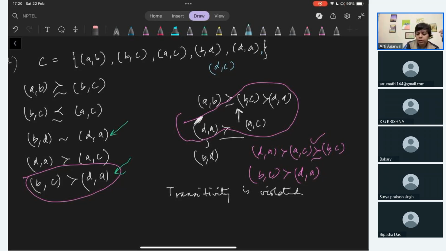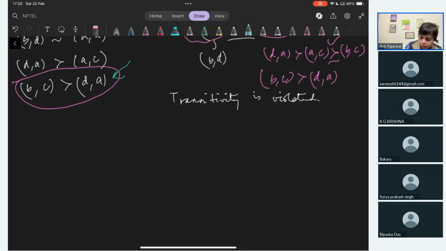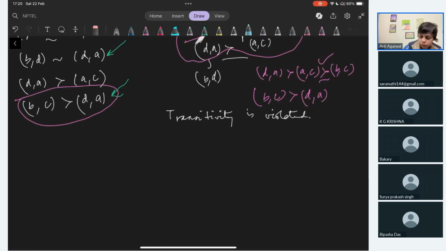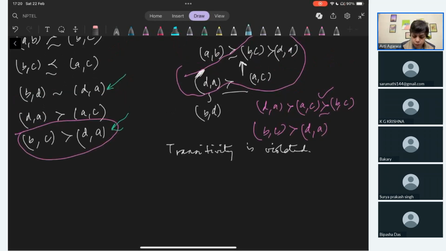So therefore, see, the whole purpose of transitivity is that if you have, say, okay, why isn't this working? Oh, shoot. Just please give me a minute. Somehow my pencil has suddenly stopped working. Okay, now it's working.